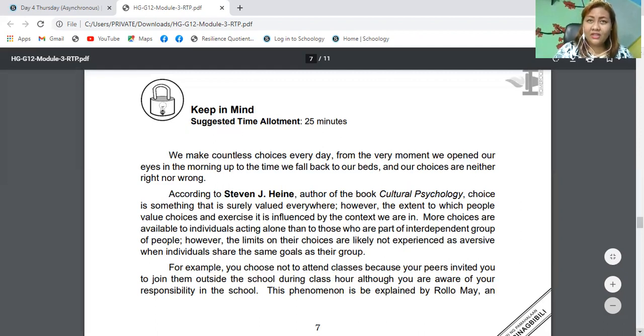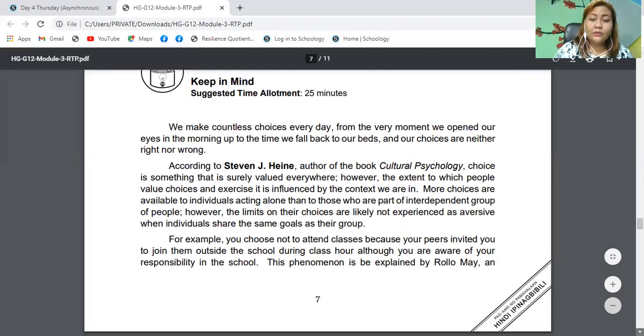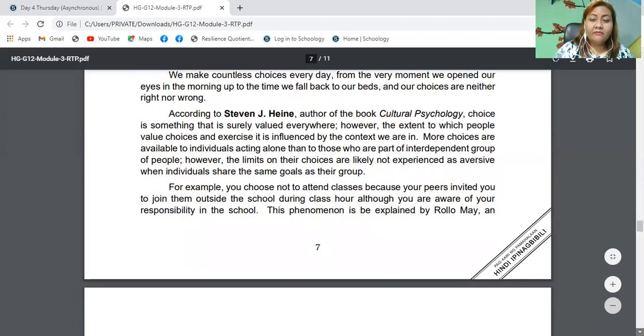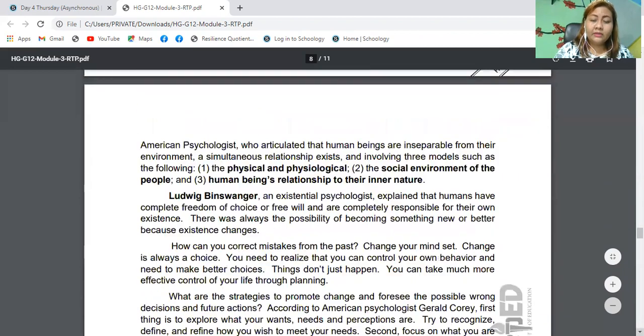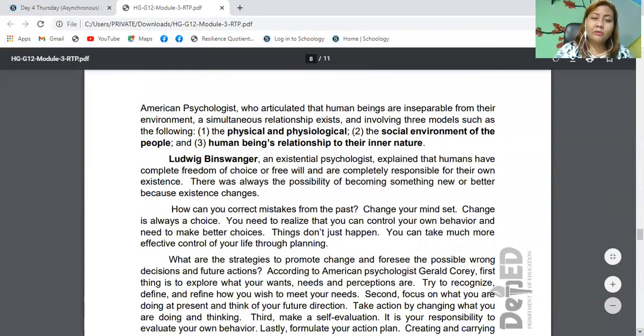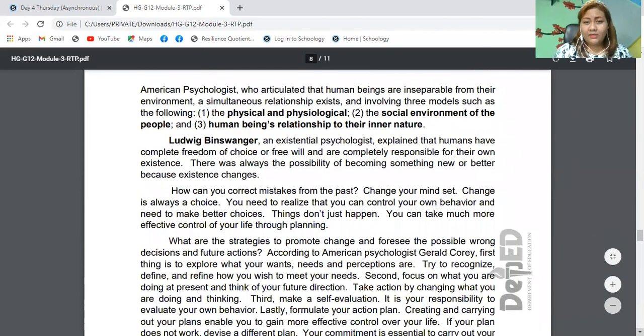And external things that are happening outside will not affect your choice. So anyway, the phenomenon is explained by Rollo May, an American psychologist, who said that human beings are inseparable from the environment, right? So we have the physical and physiological, the social environment of the people, and human beings' relationship to their inner nature, which affects every decision that we have.